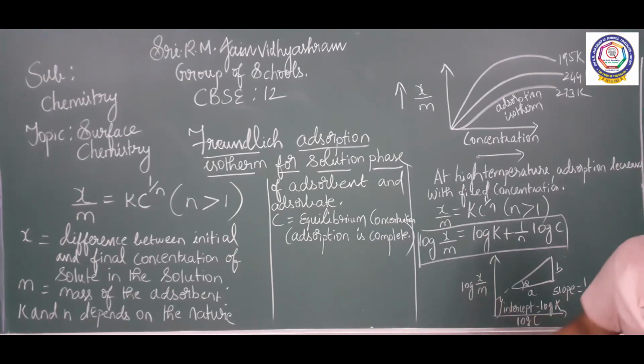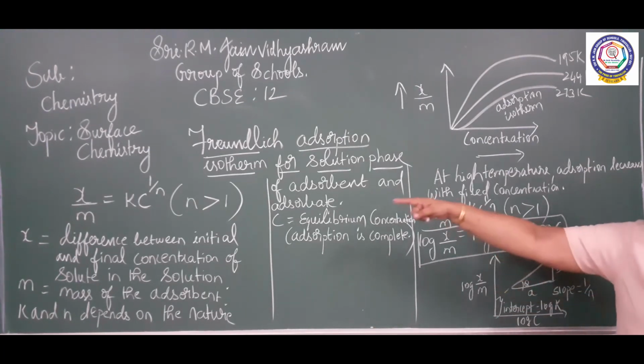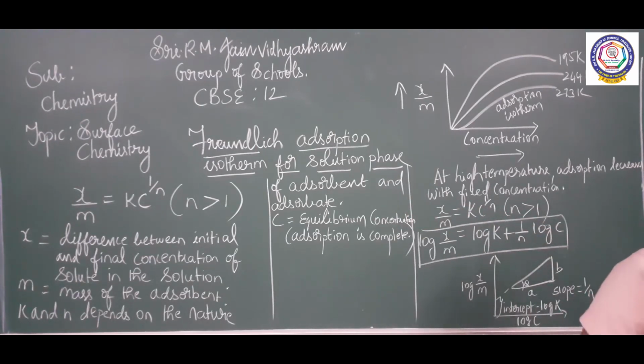So what we have done, in order to check the validity of the Freundlich adsorption isotherm for solution phase, I have taken logarithm of the above equation. Log x by m is equal to log k plus 1 by n log c. Plotting log c in the x-axis and log x by m in the y-axis, I get a straight line where I can take the slope as well as the intercept. What is the slope of the line? It is 1 by n, whereas intercept is log k. So this is the Freundlich adsorption isotherm for solution phase.